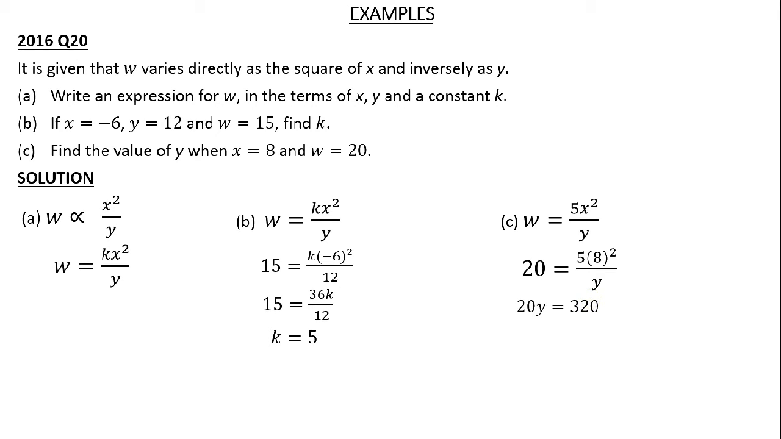If you multiply 64 by 5, you get 320. Cross multiply, you are going to have 20y equals 320. To find the value of y, we'll divide both sides by 20. Our y will be equal to 16.